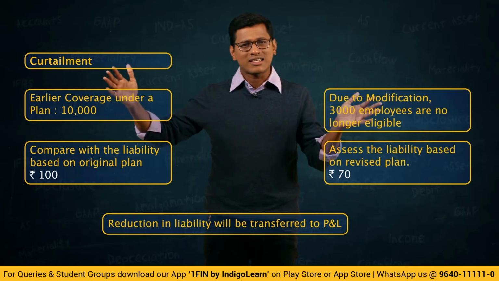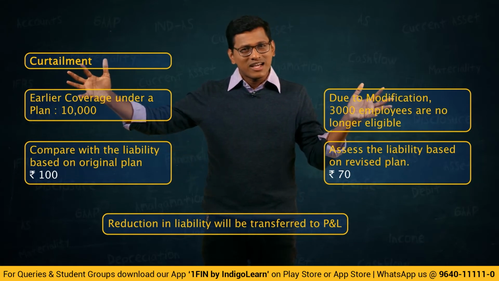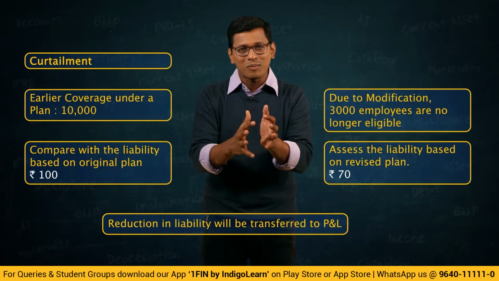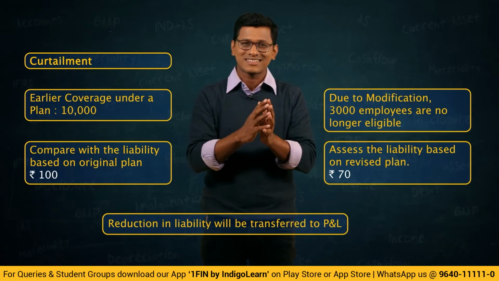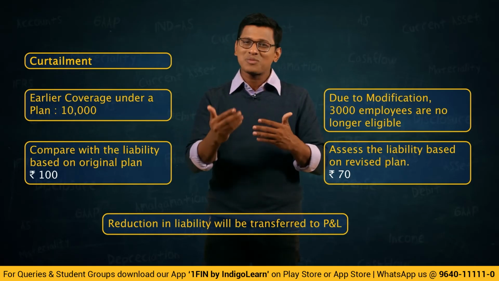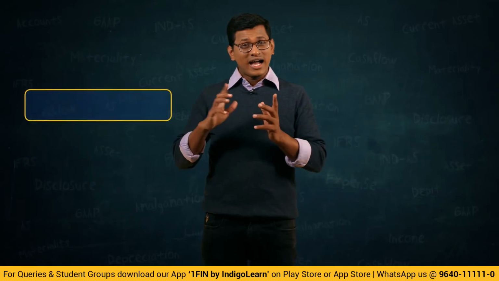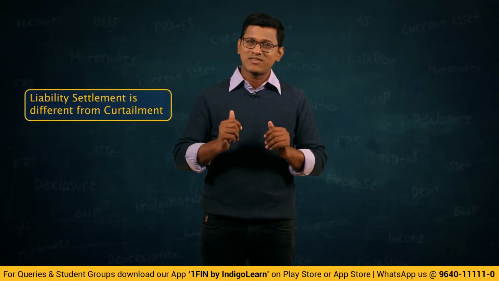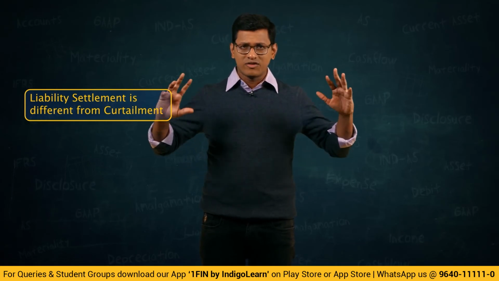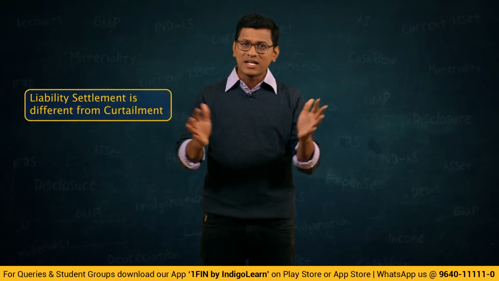So in curtailment, what are we doing? We are reducing the obligation we had in the past based on changes we are making to the plan. Friends, I said liability from 100 is coming down to 70. That can happen with curtailments, that can happen even with settlements. Something like there is no revision to the plan to bring down the applicability of the plan. Basically you had a liability, you paid that liability. Then also the liability comes down. Liability settlement is different, plan curtailment is different.